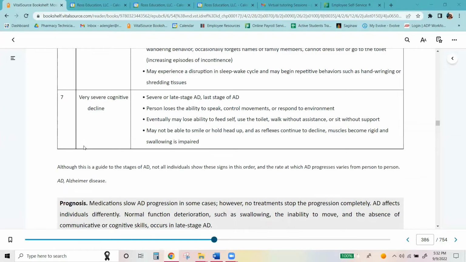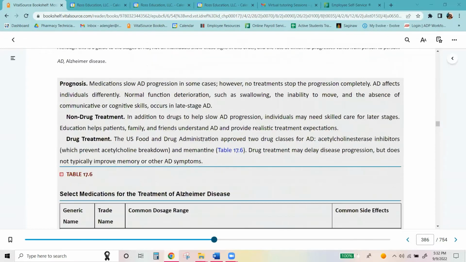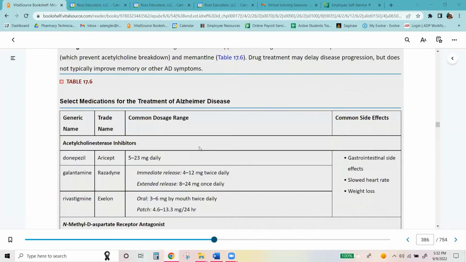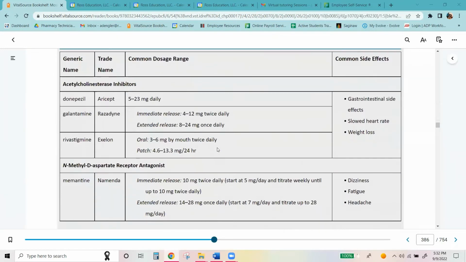The person loses the ability to speak, control movements, or respond to their environment. They may lose the ability to feed themselves, use the toilet, walk without assistance, or sit without support. They may not be able to smile or hold their head up. And as reflexes continue to decline, their muscles become rigid and swallowing is impaired. This chart 17.6 has select medications for the treatment of Alzheimer's.